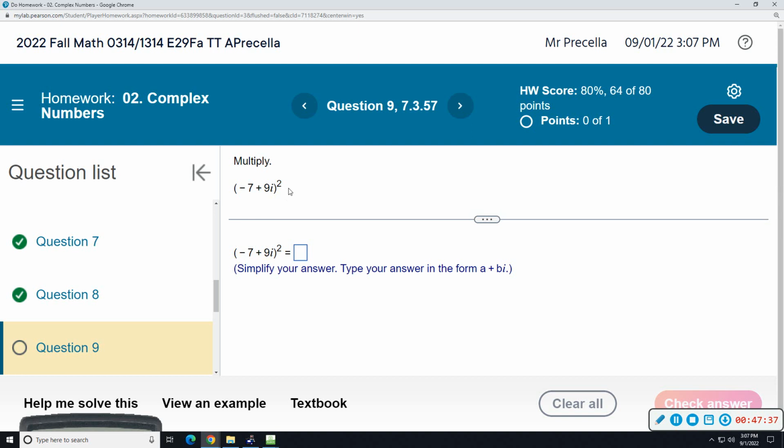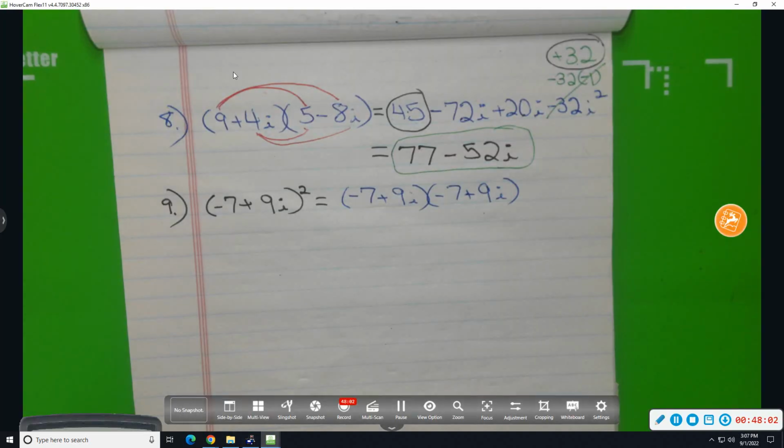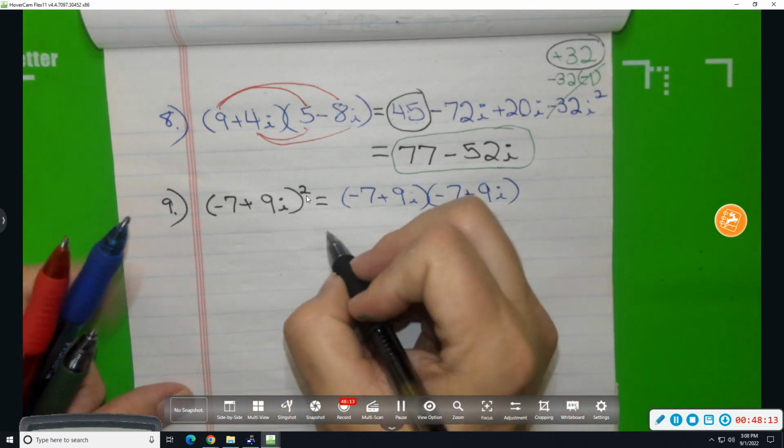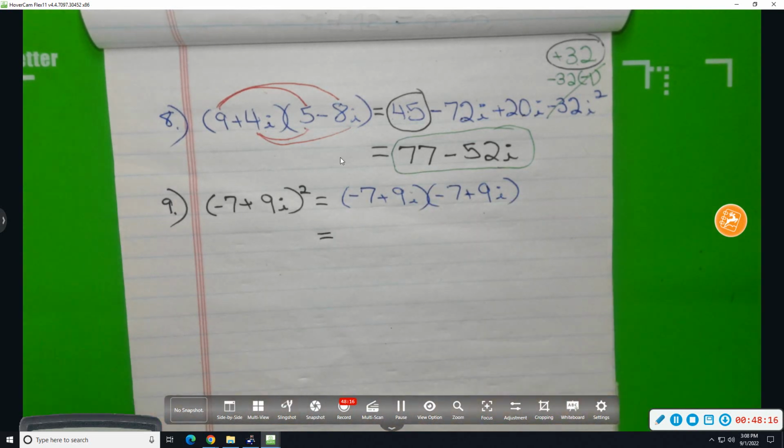Write it twice. That 2, that exponent, means you just have negative 7 plus 9i times itself, negative 7 plus 9i. If we write it twice, then I think we're going to know what to do. It's a complex number in parentheses times another complex number in parentheses. Now it looks like number 8. So let's FOIL it out. Basic problem solving: if you know how to do one thing and you create something new, make it look like what you know how to do.